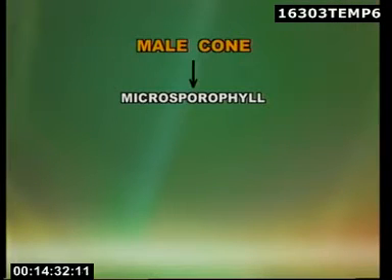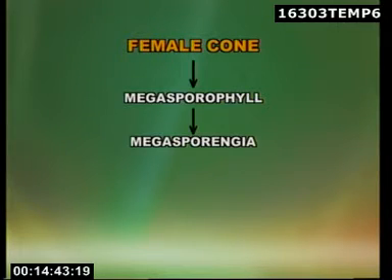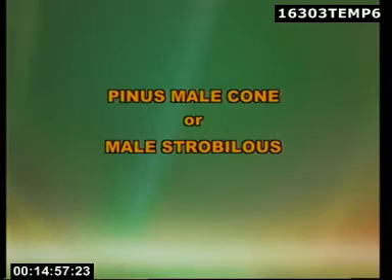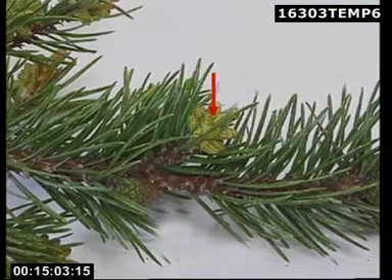When we come to male cone, it is made up of microsporophylls, which have microsporangia filled with microspores. Let's talk about female cone. It is made up of megasporophylls, which have megasporangia and megaspores. This is how male and female cones are formed. Yes, let us come to the structure of Pinus male cone or male strobilus. It is borne in clusters, but these are small, yellowish green when they are young, but become brown or dark when they become mature.